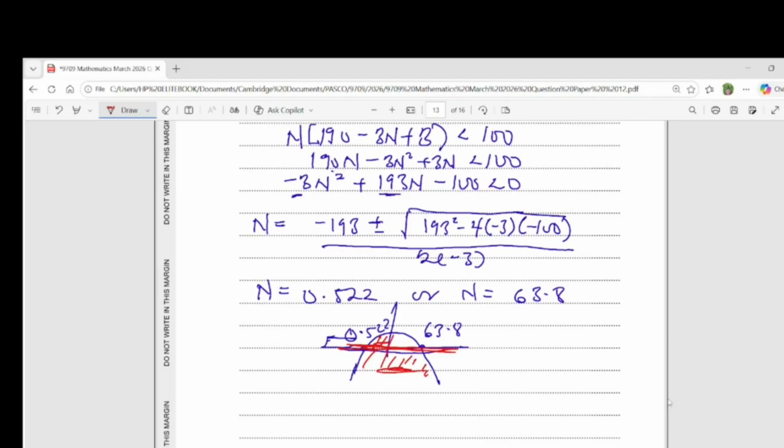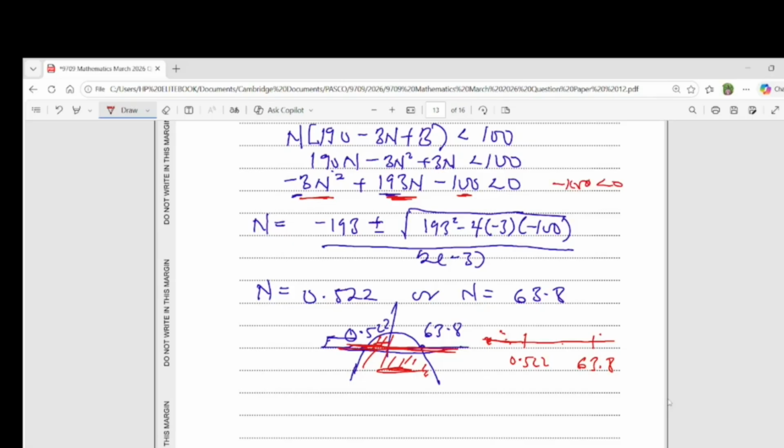Another way we could have done this is to just draw a number line, put 0.522 here, and put 63.8 here, right? And then you pick a value either in between or outside these two numbers. So I pick a value at the left of 0.522, which is 0. Right? 0 is somewhere over here. So I pick 0, substitute into this quadratic. So you put 0 here, here goes 0, this is 0, and this will be negative 100. So after substituting 0, we get negative 100 is less than 0.